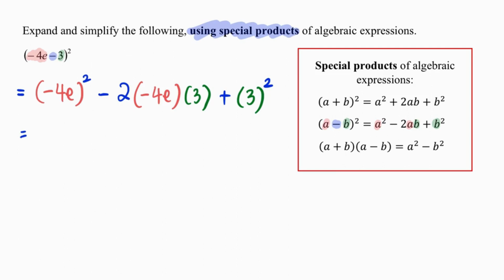So (negative 4e) square is negative 4 times negative 4, positive 16, e times e is e square, and negative 2 times negative 4 is positive 8 times 3 is 24, positive 24e, and the last is 3 square is 3 times 3, 9. There are no more like terms.